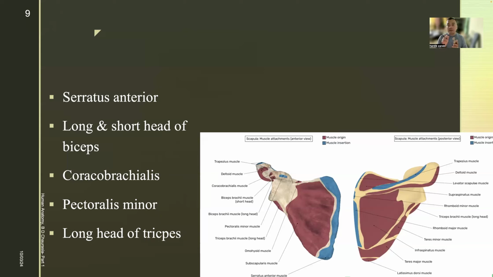The long head of the triceps originates from the infraglenoid tubercle, below the glenoid cavity. So in that way, the attachments are present.